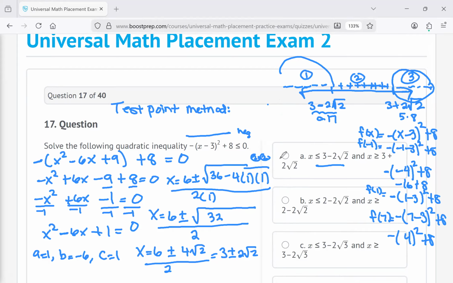Okay, so this is it for the video. This is called the test point method. So if you are confused or if you want to practice more on the test point method, just look at the supplementary video under test point method. There should be a video under test point method under supplementary video. Okay.